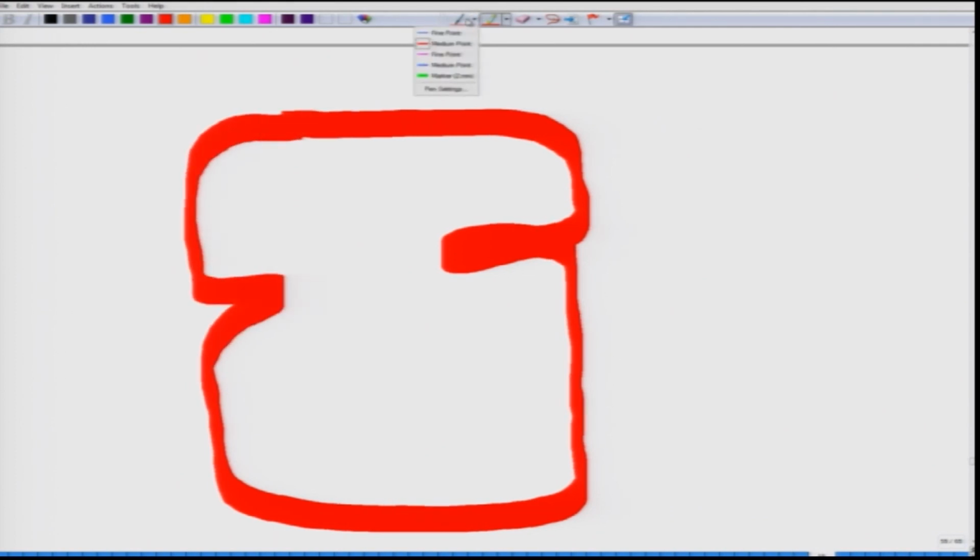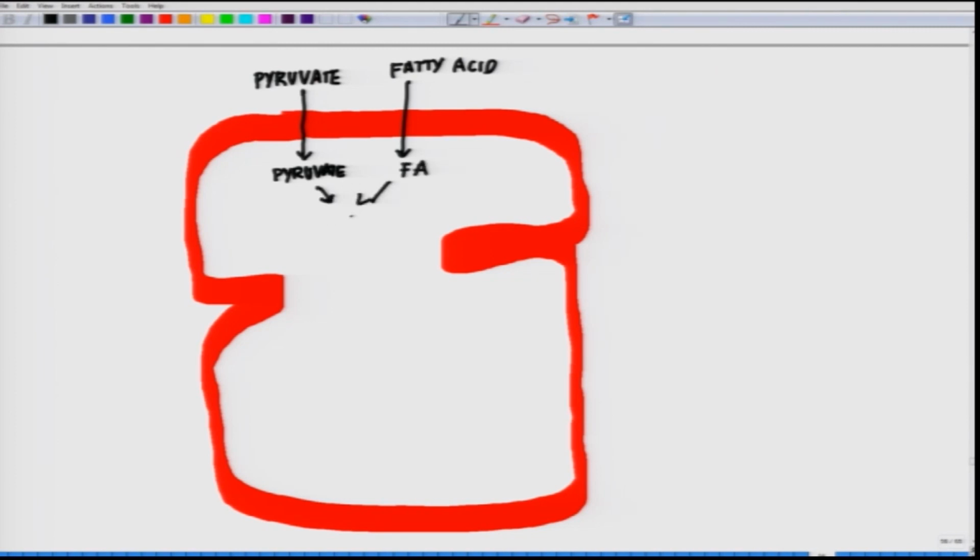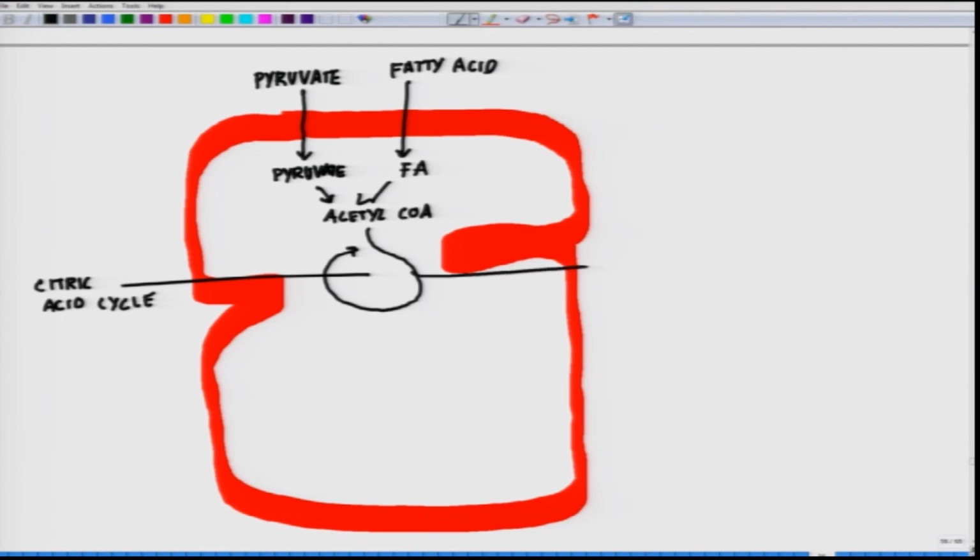Now, coming back. You have the pyruvate, you have the fatty acid. This pyruvate and fatty acid enter the system, where I am just showing FA as fatty acid. There they form acetyl coenzyme A, that I was telling you. Acetyl coenzyme A takes part in the citric acid cycle or the Krebs cycle, and the citric acid cycle liberates carbon dioxide.